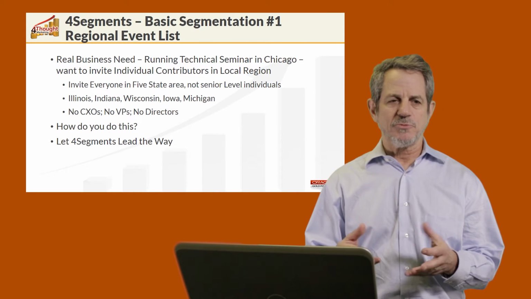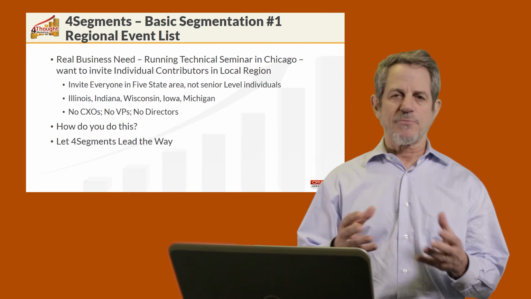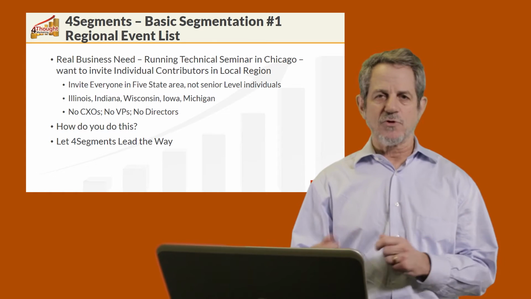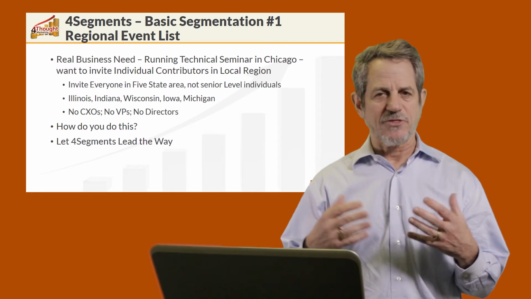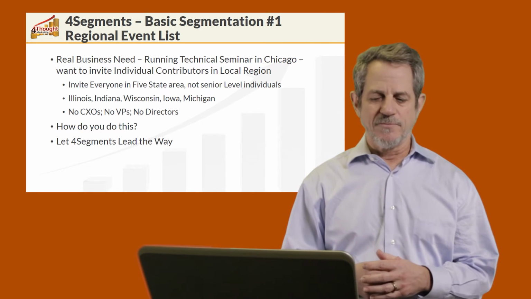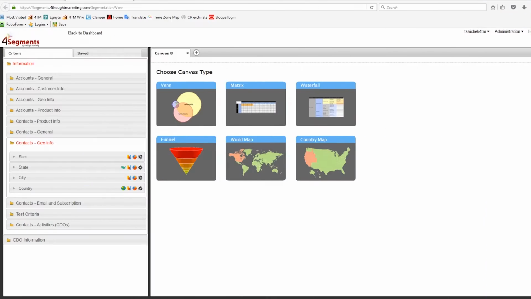In today's world, you'd probably go to your data analyst or your marketing operations analyst, ask them for a list. They'd come back. You may go back and forth trying to clean up the list or get the right set of contacts, but we have a better way to do it. Let's let 4Segments lead the way. So we have here a new 4Segments canvas.